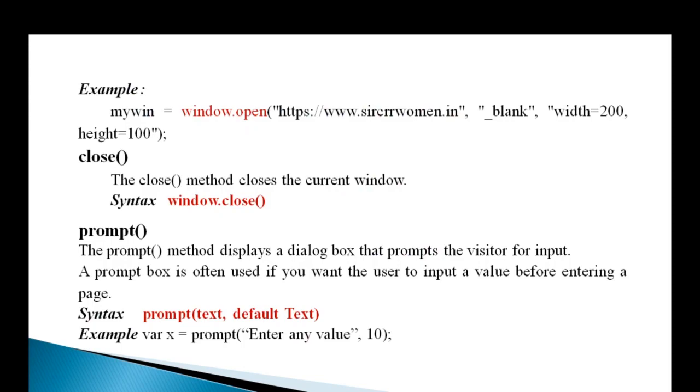Let's see the example for this open method. Here I am taking myWin equals window.open. The URL is http://www.searchrwomen.in, the name is blank, width is 200 and height is 100. Now the size of the window is width 200 and height 100, with the URL searchrwomen.in.